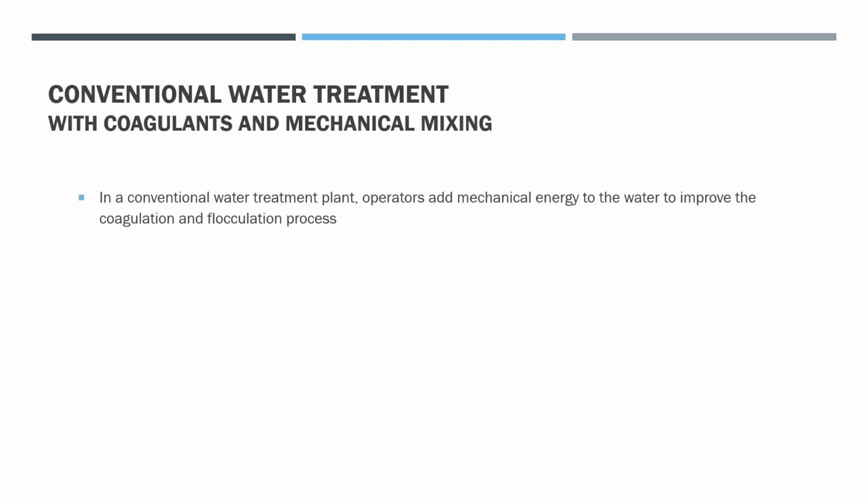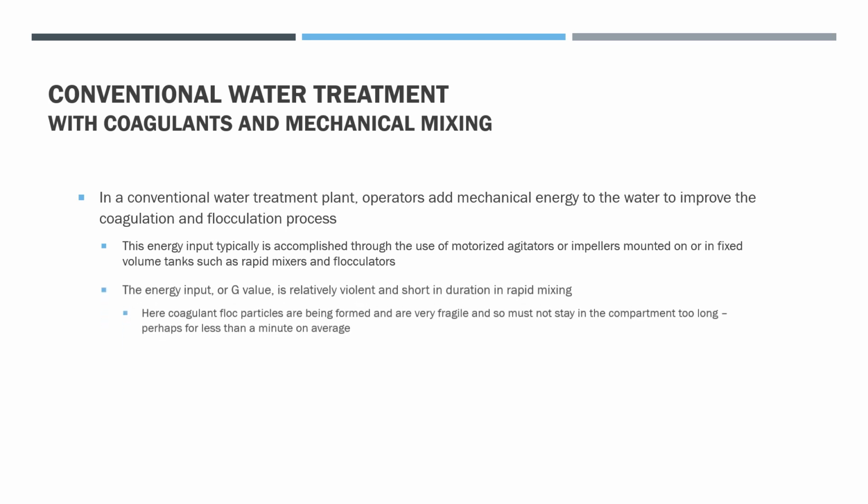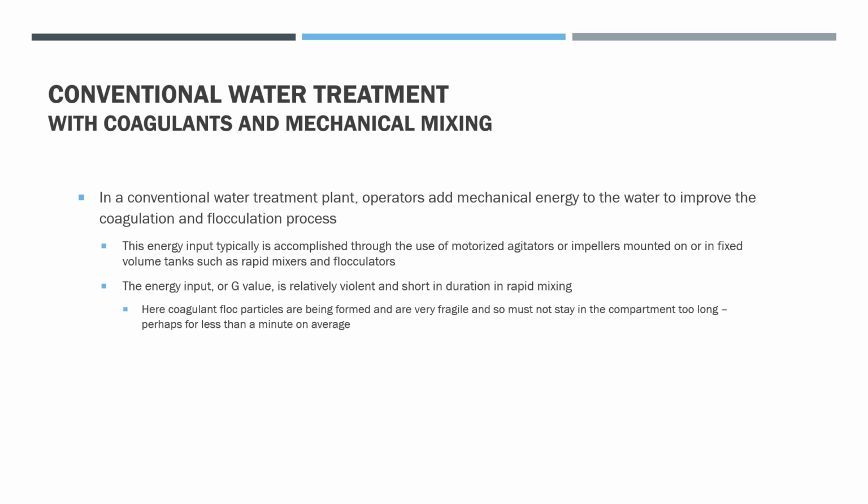In a conventional water treatment plant that uses coagulants and mechanical mixing, the operators are going to add mechanical energy to the water to improve the coagulation and the flocculation process. The energy input typically is going to be applied through the use of motorized agitators or impellers. Those impellers are going to be mounted on a fixed volume tank, such as the rapid mixer or the flocculator. Now the energy input into the rapid mixer, the G value, is going to be relatively short, but very violent.